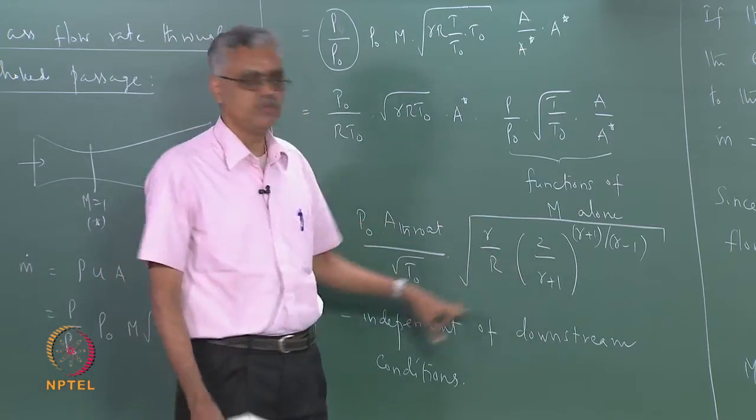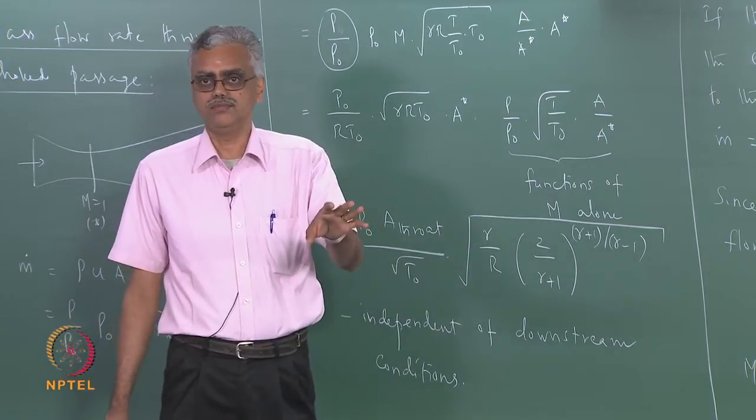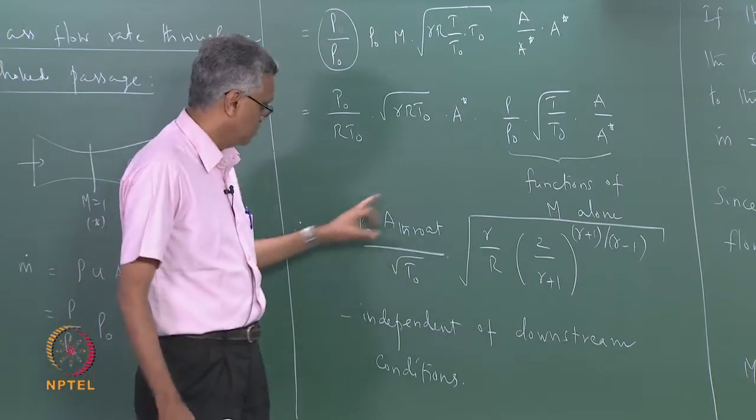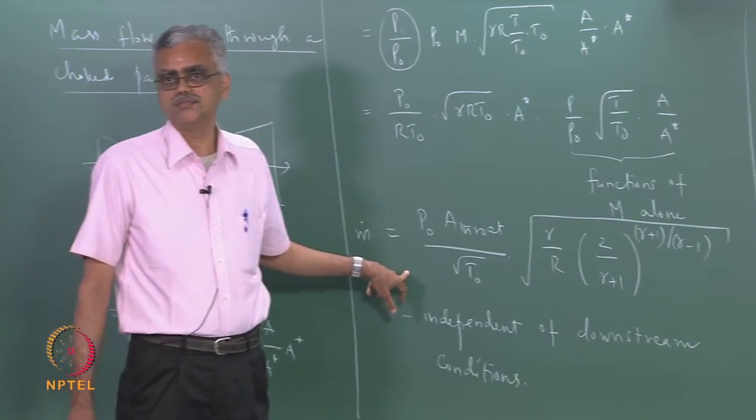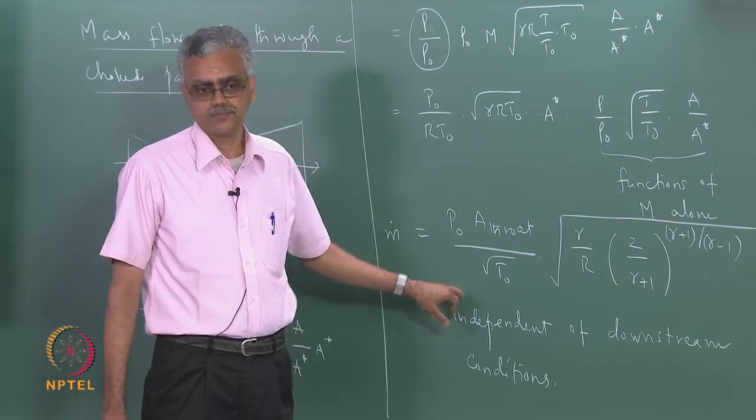Okay. This is an extremely important expression which you must remember. If not the exact form, you must definitely remember the functional form: P0 A throat divided by square root of T naught. Okay. All right.